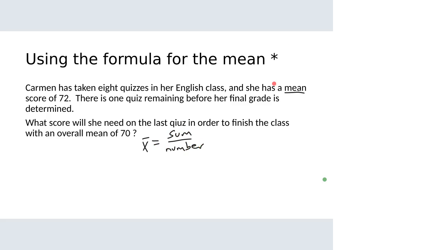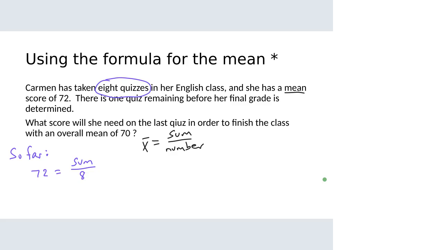And the first thing we want to start off with is, okay, well, where is Carmen now? So far in this class, she has a mean of 72. We don't know how many points she's earned. We have no idea what any of her individual quiz scores are, but that's okay. We can do this because we're going to find out how many total points she's earned so far and divide by the number of quizzes she's taken, which is 8.